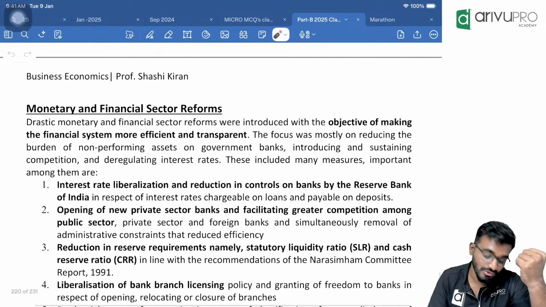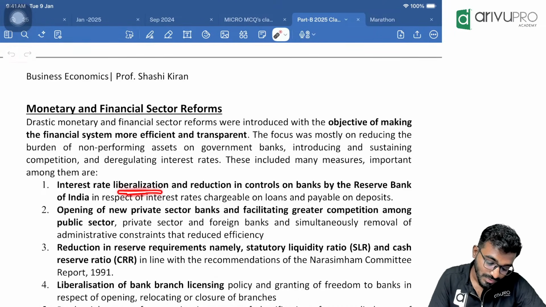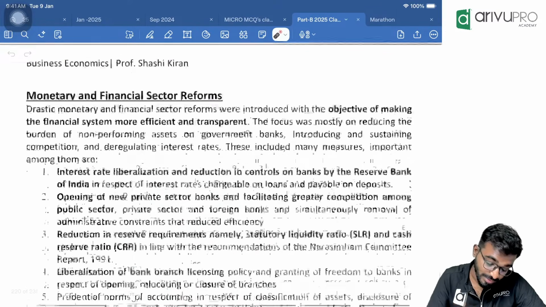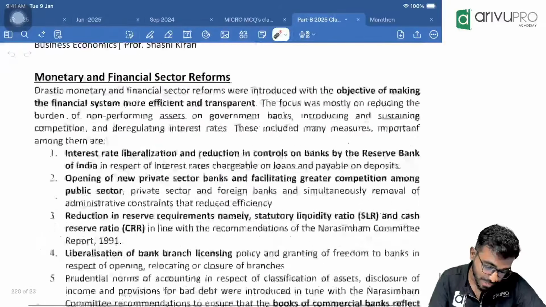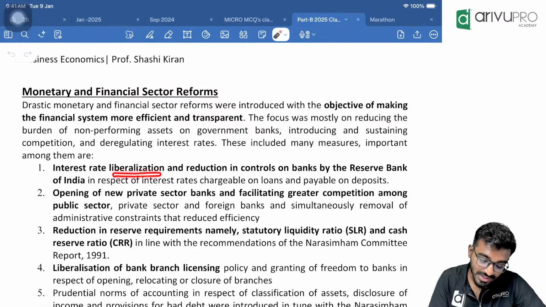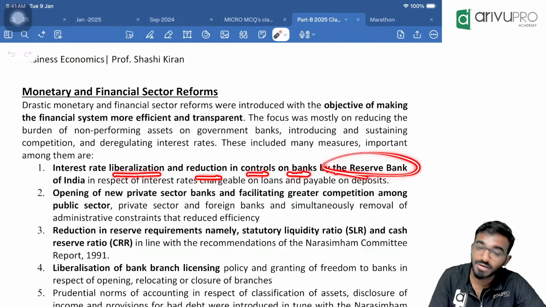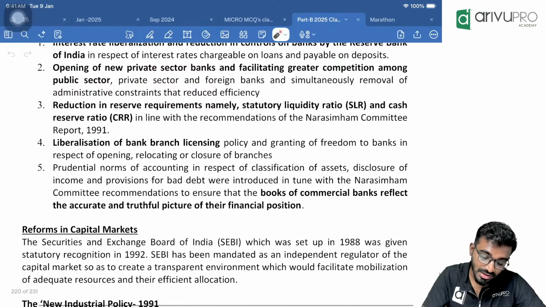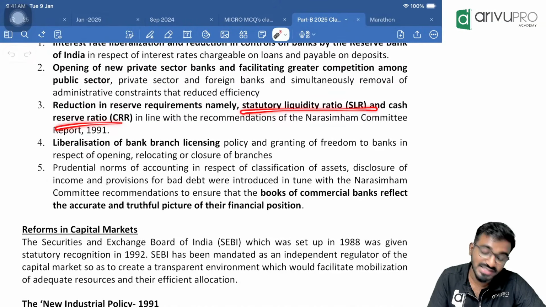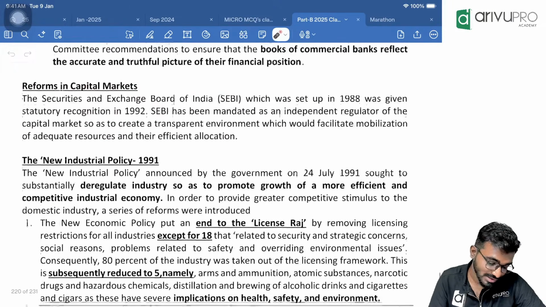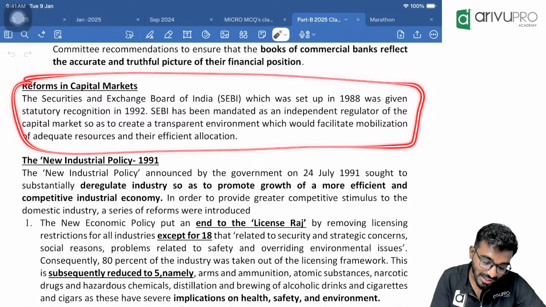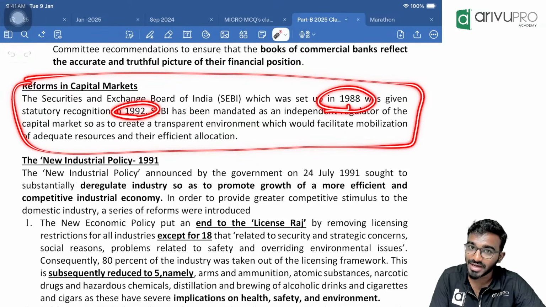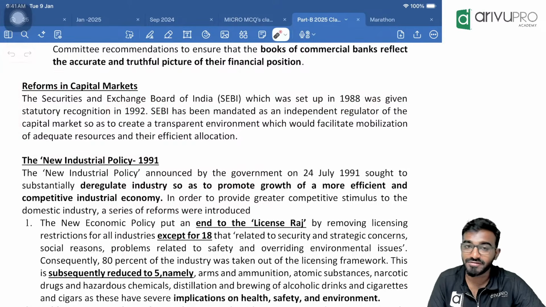See, monetary sector reforms. We liberalized interest rates in India, and we also depreciated our Indian currency. And remember, this one point is most important. I will speak about this now. See, interest rate liberalization and reduction in the control of banks by the Reserve Bank of India. We opened more and more private banks in India after 1991. We introduced this concept of CRR and SLR. We reduced the rates and liberalized to open more branch licenses. And also SEBI got its powers in 1992, even though it was established in 1988. But powers were given in 1992 after the Harshad Mehta scandal.